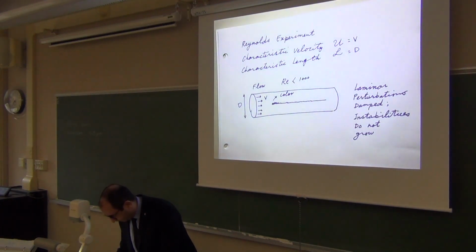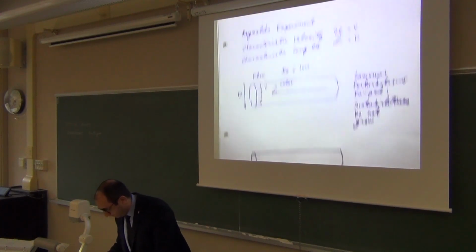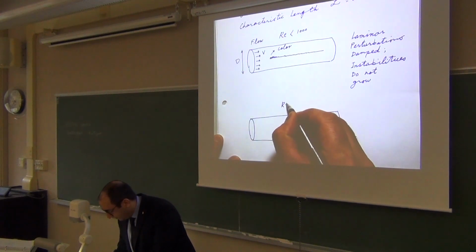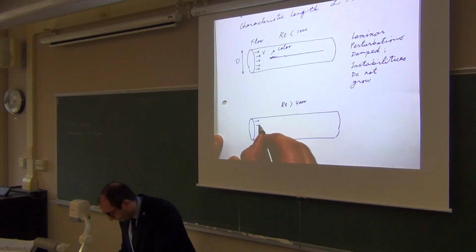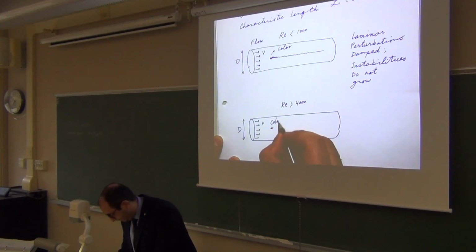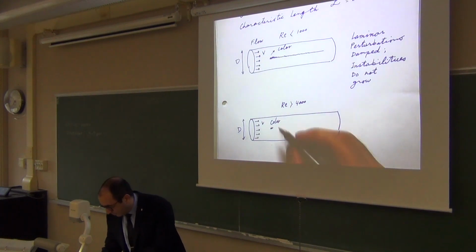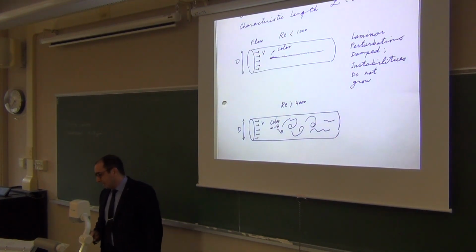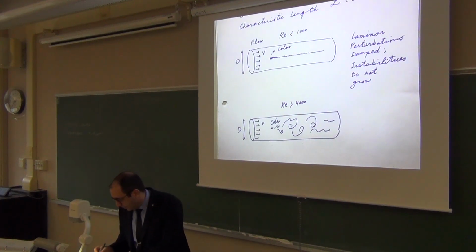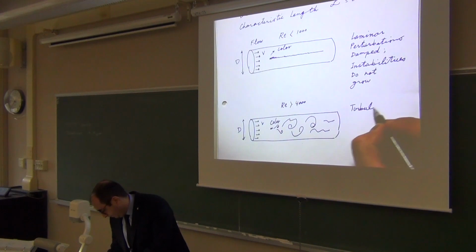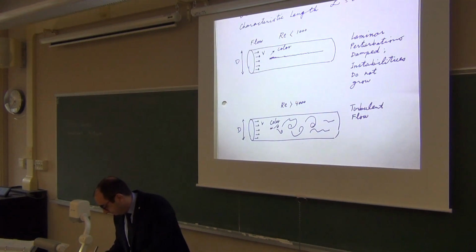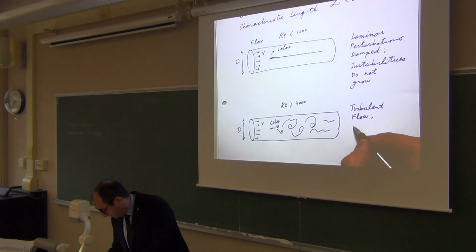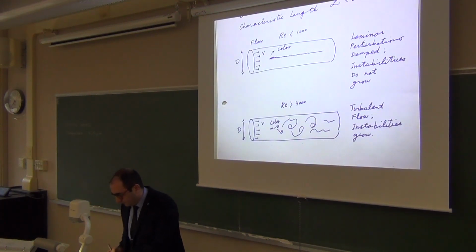But on the other hand, if the Reynolds number is more than 4,000, with this color dye, if there is a perturbation, it is going to grow to the level that at some distance downstream there is full mixing of the dye. So this is turbulent flow. Instabilities grow.